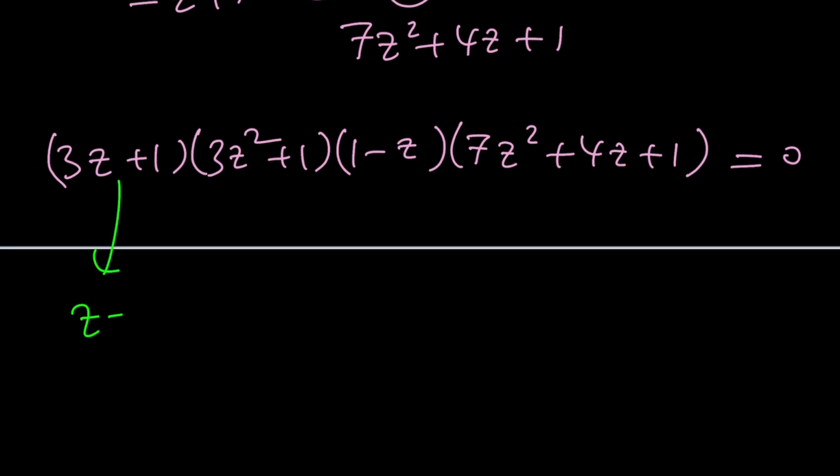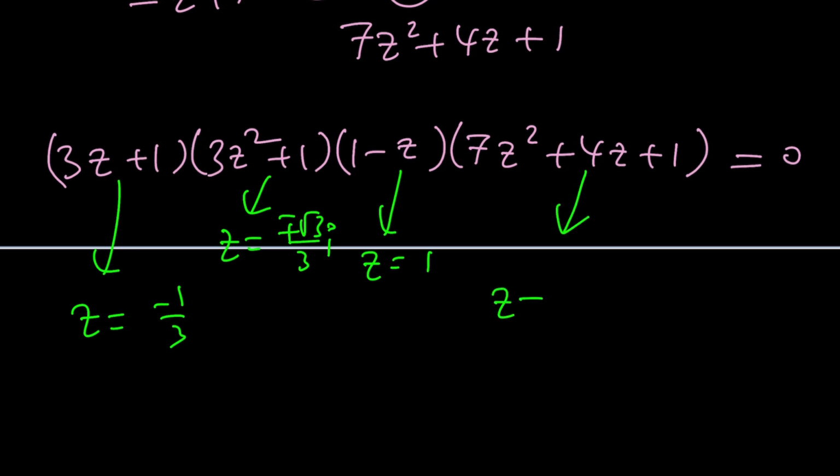This will give us z = -1/3. This will give us z = 1. This will give us z^2 = -1/3, so you're going to get plus or minus (root 3 over 3)i. I think when you square that, that should give you negative 1/3, right? And then this is quadratic, so let's go ahead and solve it using the formula.